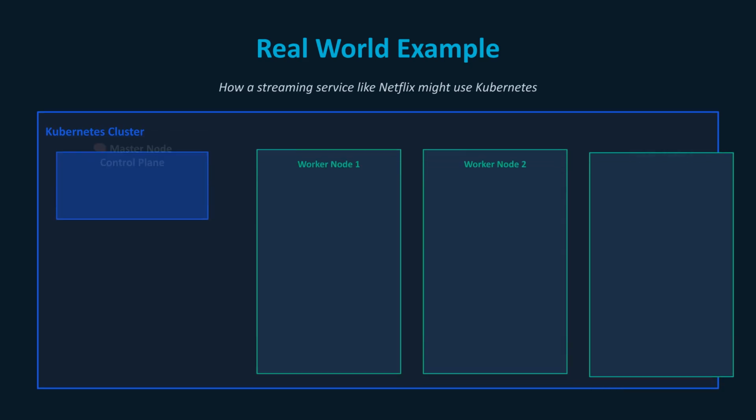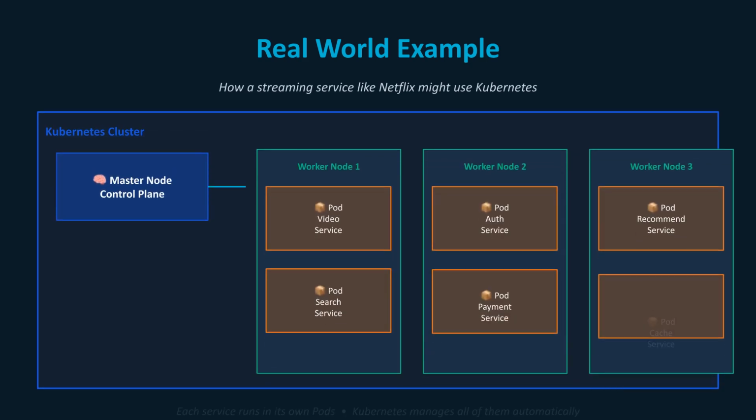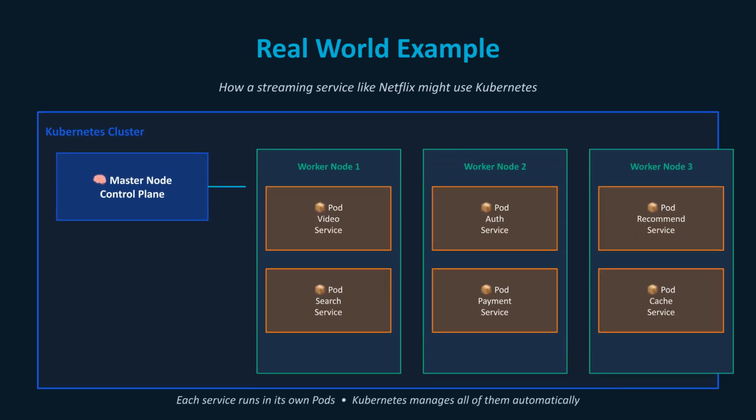In a real-world example like a streaming service, different functions like video, search, and payment run in their own pods across worker nodes. The master node ensures all these services are running and balanced automatically.